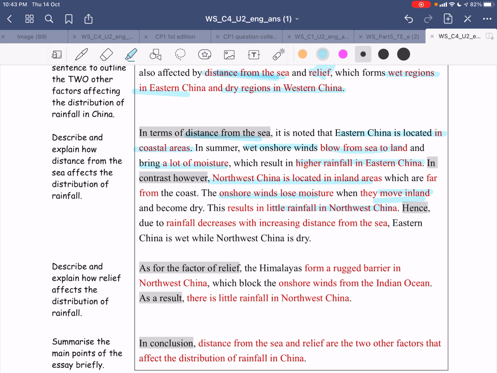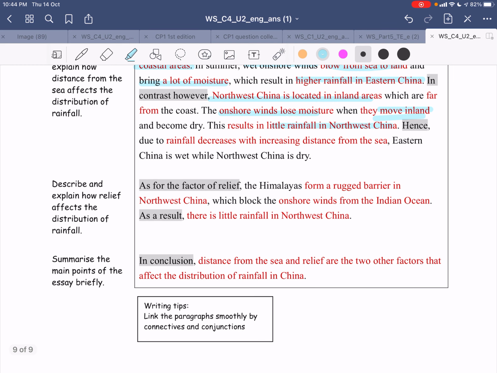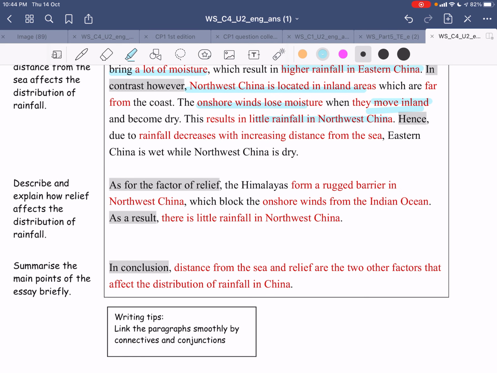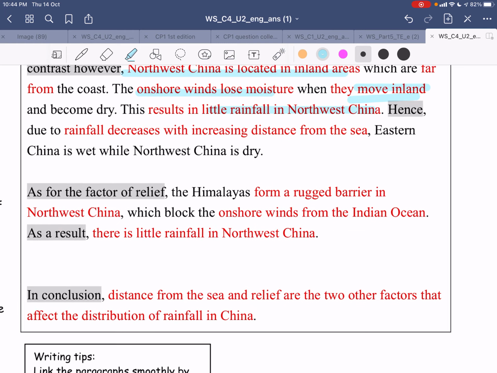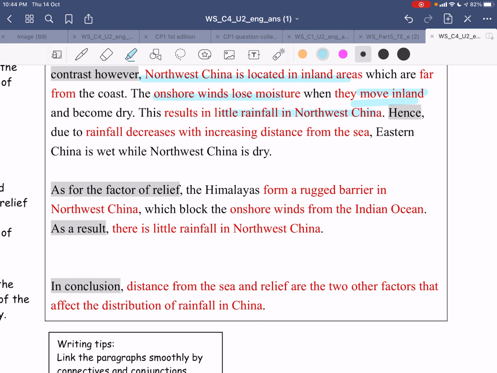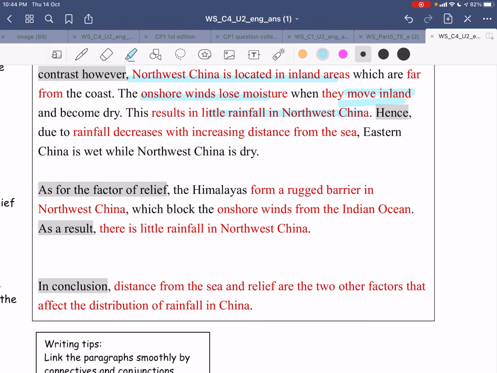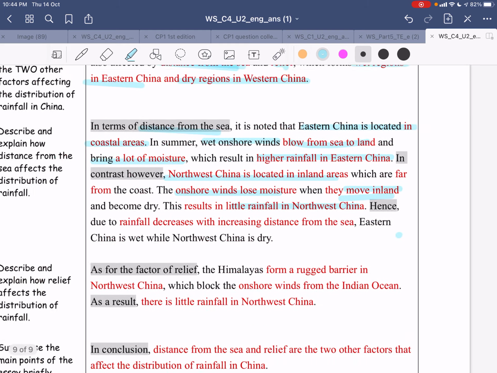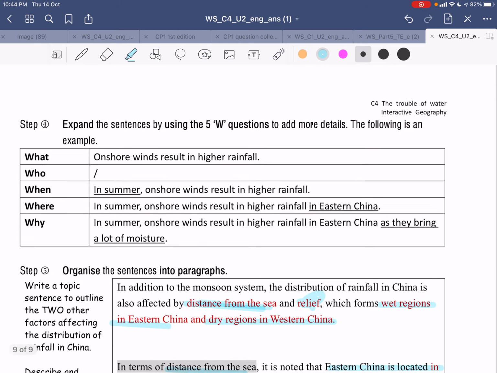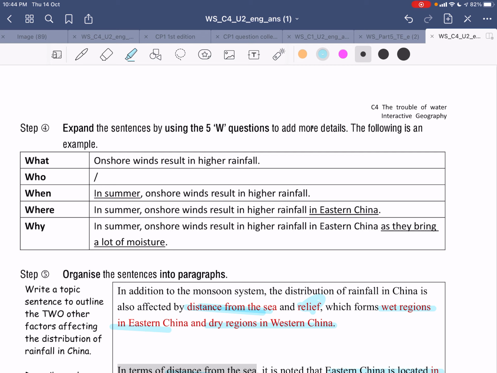How about the relief? We also have the Himalayas, which act like a water barrier for northwest China, blocking the onshore wind from the Indian Ocean. As a result, there's little rainfall in northwest China. So this is the major thing that makes up the monsoon wind. For further reading, you can check out another YouTube video about the monsoon wind to make yourself familiar with it.